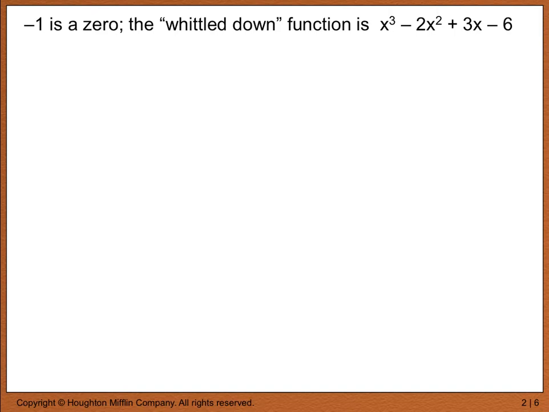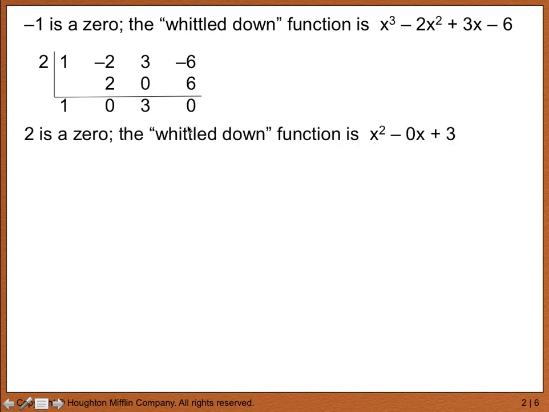Alright, let's test the next one on the list, 2. Does 2 work? Well, it turns out that it does. Notice that this 1, -2, 3, -6 corresponds to, up here, the 1, the -2, the 3, and the -6. We're testing to see if 2 is a 0. Using synthetic division, it goes in evenly because we get a 0 remainder. Therefore, 2 is a 0, and the whittled down function is x squared minus 0x plus 3.